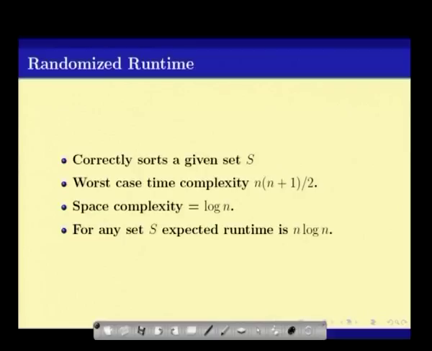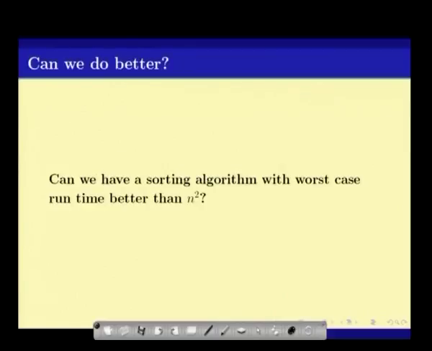The next question to ask is, can we do better than n square in the case of worst case running time? Although quicksort achieved n log n in the case of the average case running time, in the case of worst case running time it still did n square. And to do that, we looked at the merge sort.